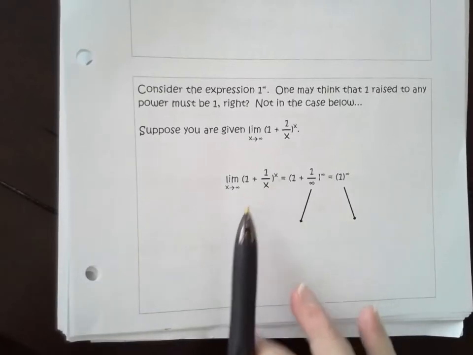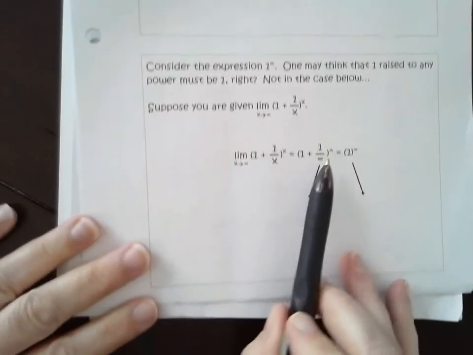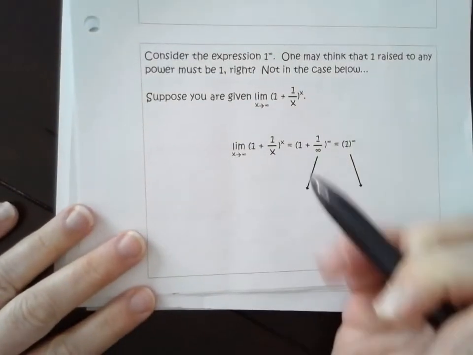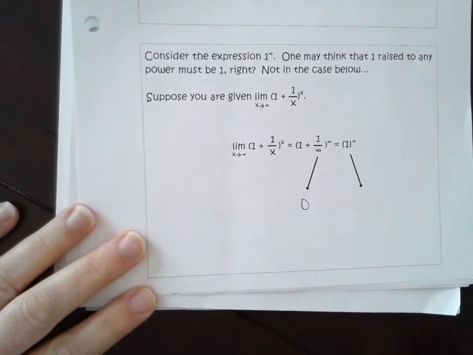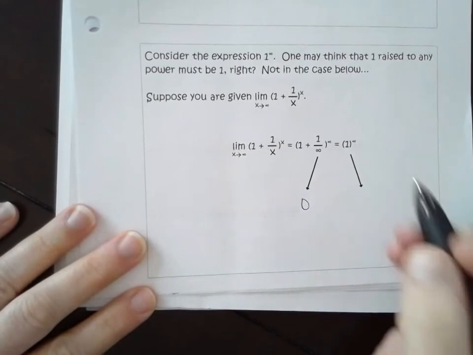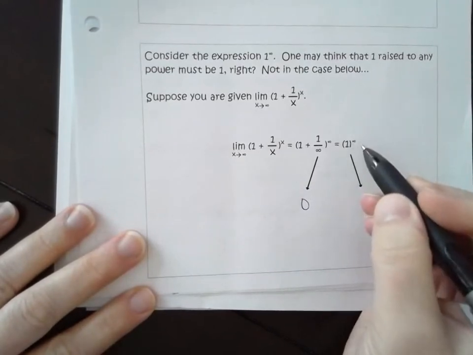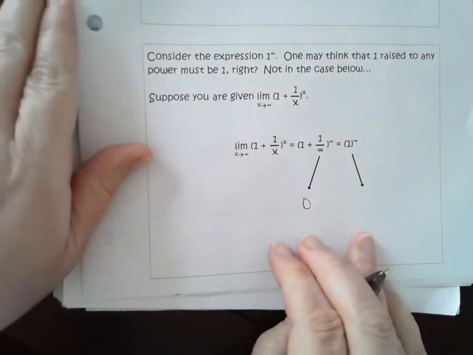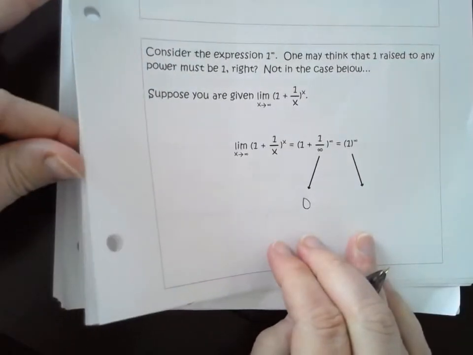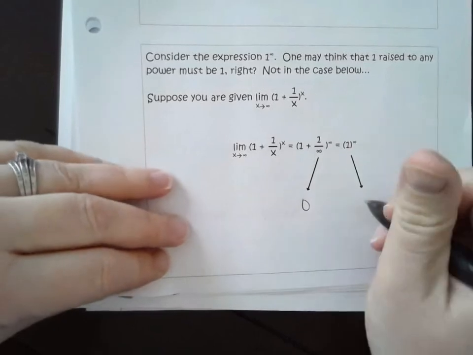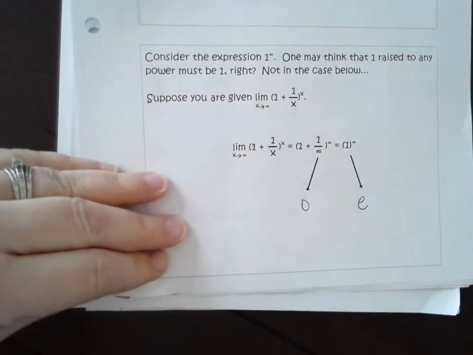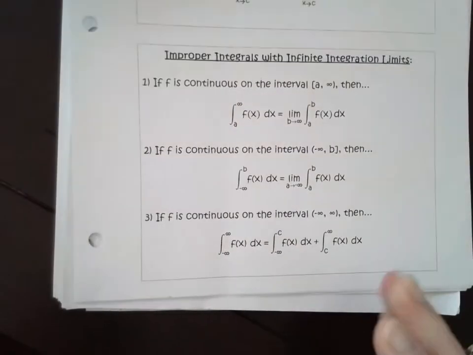So look at what happens. 1 over infinity, again, is approaching 0. Right? But 1 to the infinity is not. 1 to the infinity is actually approaching e. Here's why.